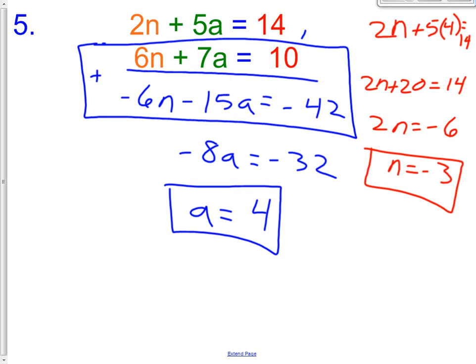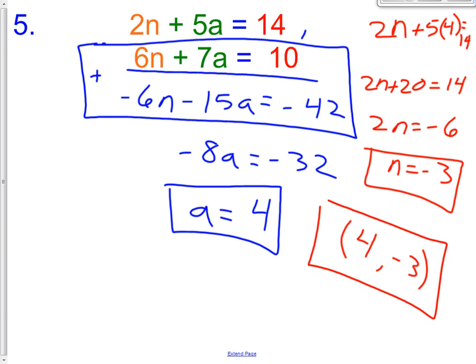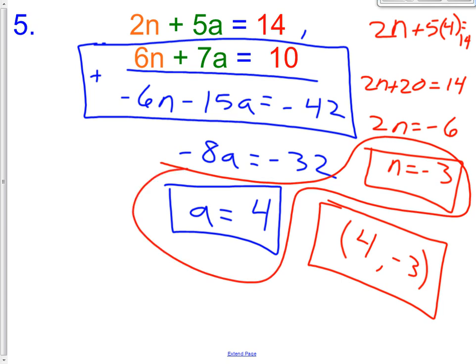You wouldn't have to write this one in an ordered pair. If you were to do that, write it alphabetically. So a would come first in the alphabet, n would come second, 4, negative 3. If you ever have an xy variable, I want it in an ordered pair. But if you get two letters like n and a that don't seem to have a relationship, you wouldn't have to write it in an ordered pair. You could leave your answer like this.